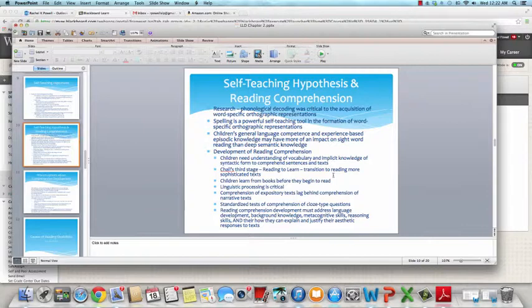So for this, linguistic processing is critical. They must have good linguistic skills. And we also know that comprehension of expository texts, such as social studies, science, very content-specific texts, lags behind comprehension of narrative texts. Essentially, listening to me do this lecture is probably a little bit easier than trying to comprehend the information from reading the book.